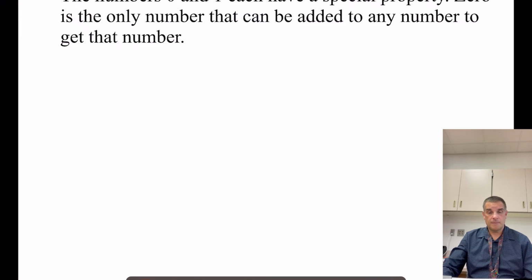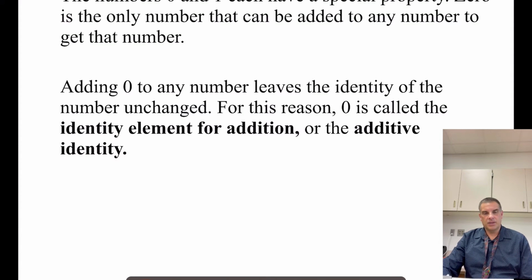Identity properties. A couple of identity properties. The numbers 0 and 1 each have special properties. 0 is the only number that can be added to any number to get that number. Adding 0 to a number leaves the identity number unchanged. For this reason, 0 is called the additive element of addition or the additive identity.